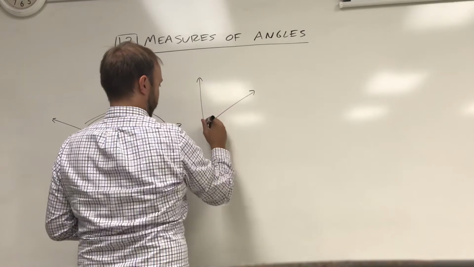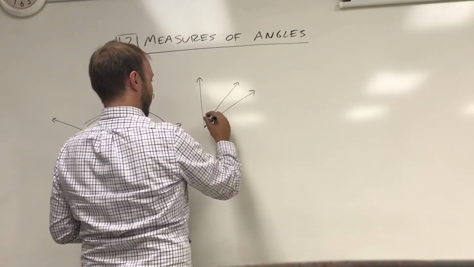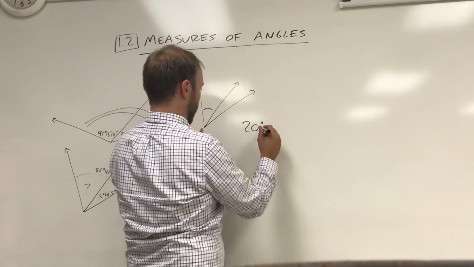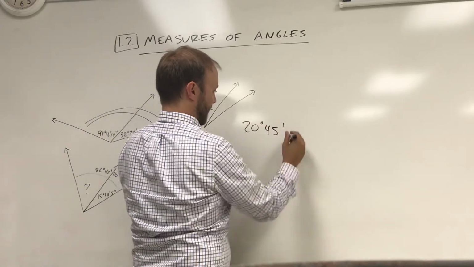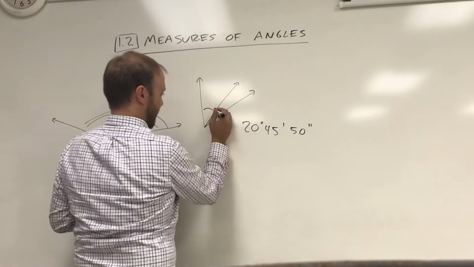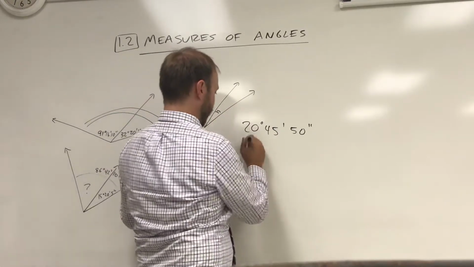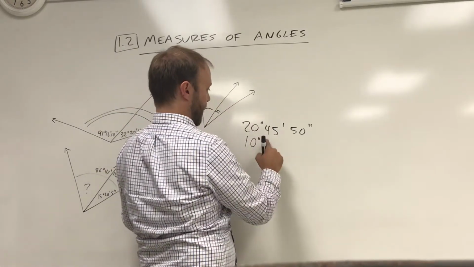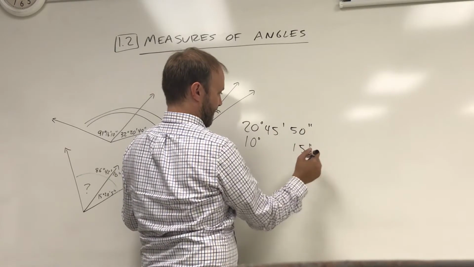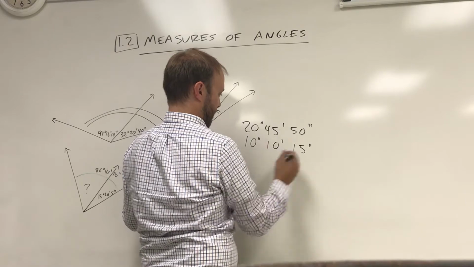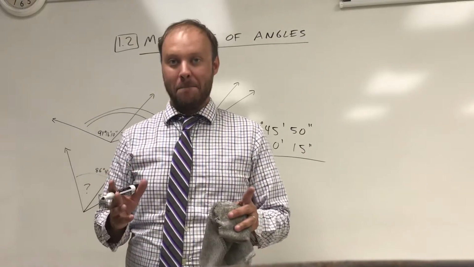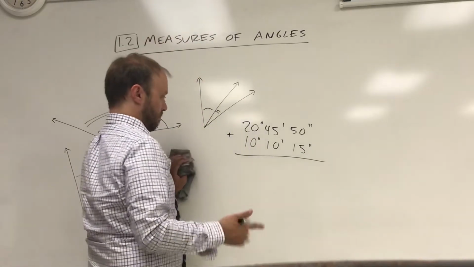So let's say I had two angles. And let's say that this angle here was 20 degrees, 45 minutes, and 50 seconds. And let's say that this angle over here was 10 degrees, 15 seconds, and let's make this 10 minutes. Okay, something like that. And we say, okay, we're going to add those together, and we're going to get the total sum. Okay?